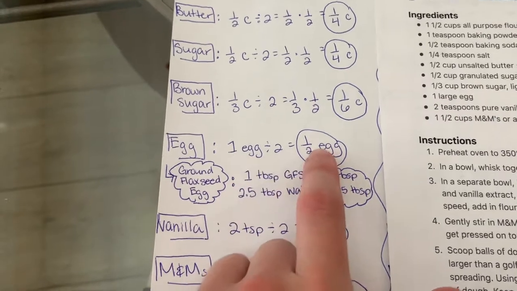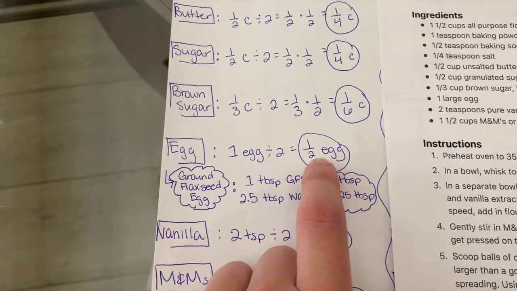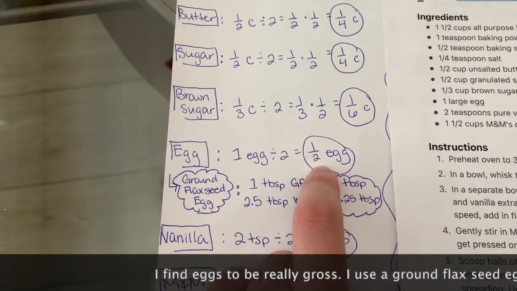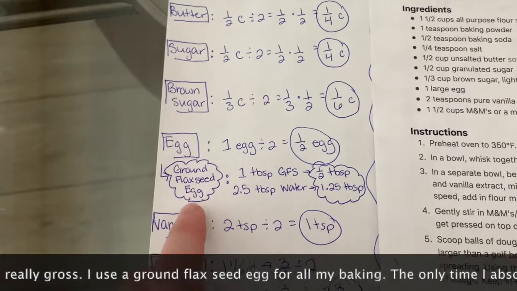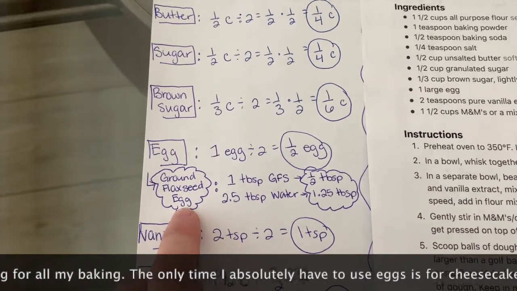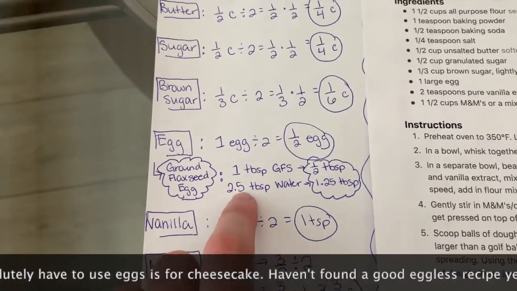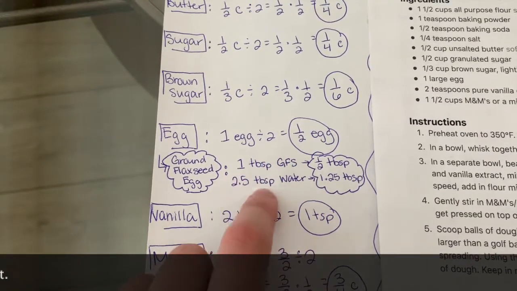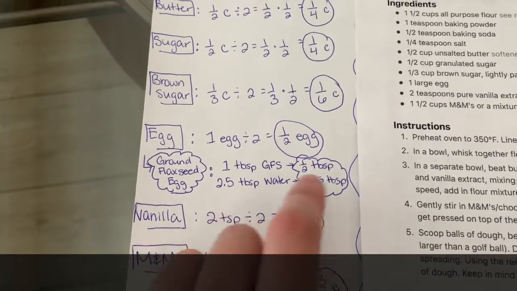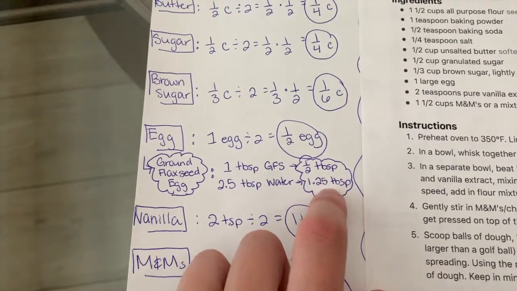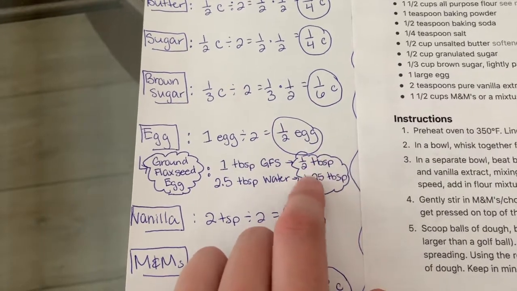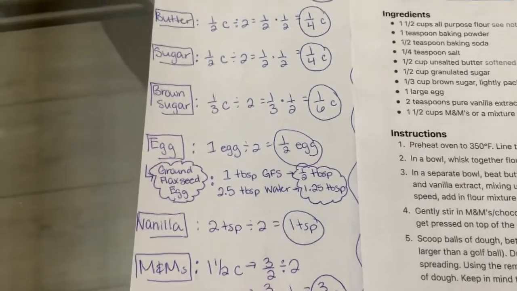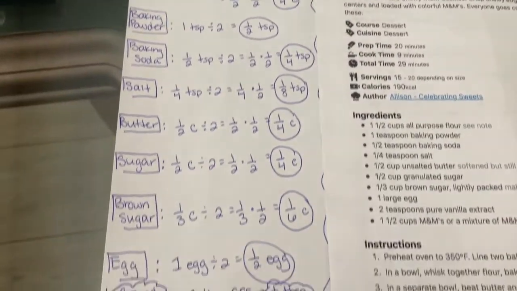It gets really weird when you also try to convert an egg. So you need half an egg. I would just do that in a separate bowl and take out approximately half. I do not cook with eggs, so I did a ground flaxseed egg. It's flaxseed that's all ground up, and I mix it with water. This is the current way to replace 1 egg. So for me to make half of an egg replacement, these are the measurements that I would use. I did the same thing again for vanilla and the M&Ms. So we have the half recipe going all the way down.